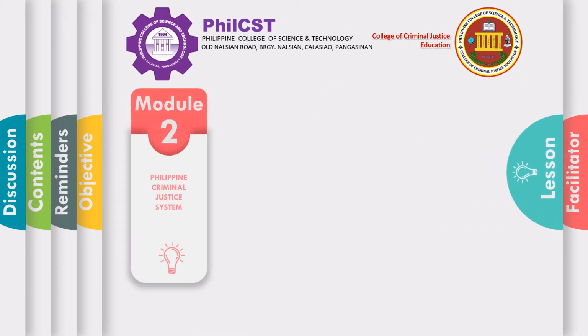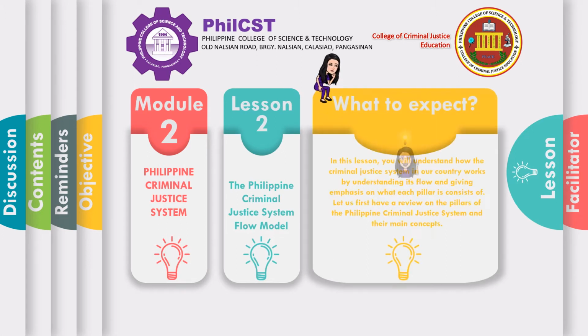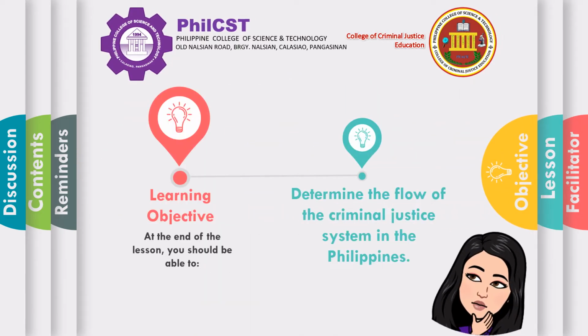We are on the last lesson in our Module 2, the Philippine Criminal Justice System Flow Model. In this lesson, you will understand how the criminal justice system in our country works by understanding its flow and giving emphasis on what each pillar consists of. Let us first have a review on the pillars of the Philippine criminal justice system and their main concepts. At the end of the lesson, you should be able to determine the flow of the criminal justice system in the Philippines.